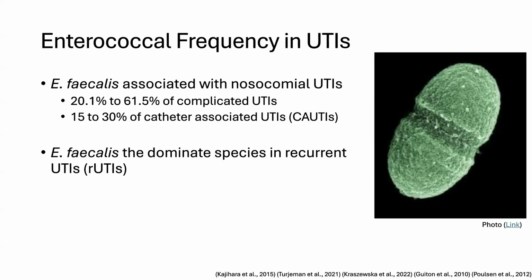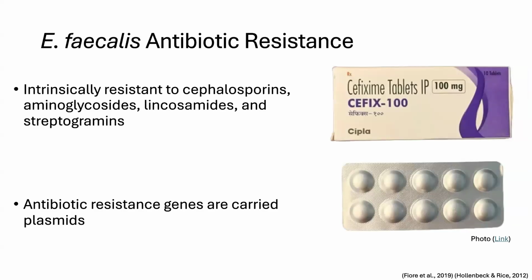faecalis. Also, E. faecalis is the dominant species in recurrent UTIs, which are when a patient has 3 or more UTIs within 12 months or 2 or more UTIs within 6 months. With recurrent UTIs, there is often antibiotic resistance, and that is seen in E. faecalis. So E. faecalis has this antibiotic resistance.